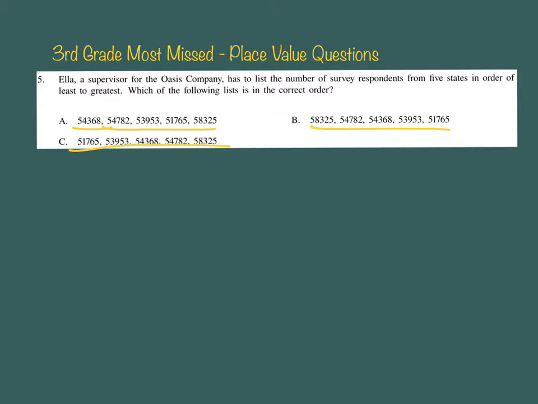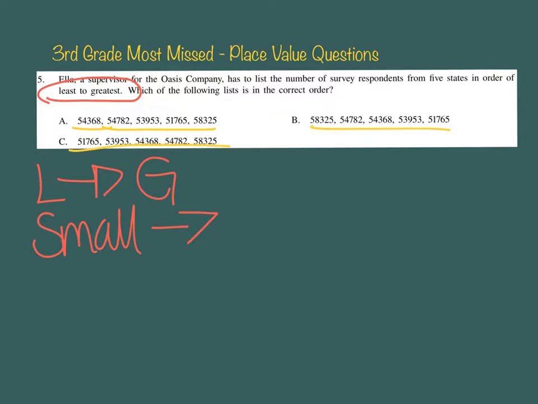Okay, so first off, which way am I going? Least to greatest or greatest to least? Good. Yes, least to greatest, and it's right there. So I'm going from the small to the big number, okay? Now, there's 5 states. So I know that there should be 5 numbers. Let's see. I have 1, 2, 3, 4, 5. Okay, so all of them have 5 numbers. My job is to figure out which one is the smallest, going all the way to the biggest. So least to greatest. So let's do that.